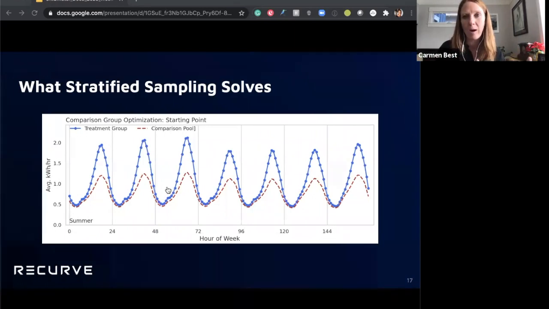So this is the hourly plots of the energy usage. The red dotted line is the full comparison pool, whereas the blue is the treatment group. And you can see that those are quite different. So without the binning, it's not looking very similar to the treatment group, which is the blue line, for any given hour of the week.